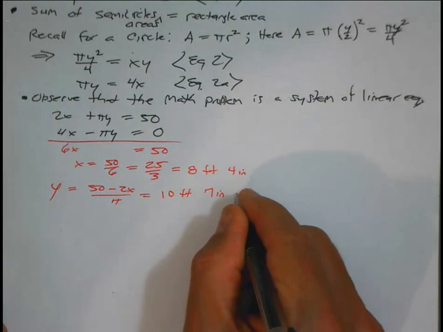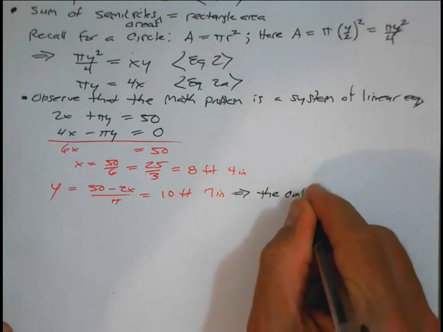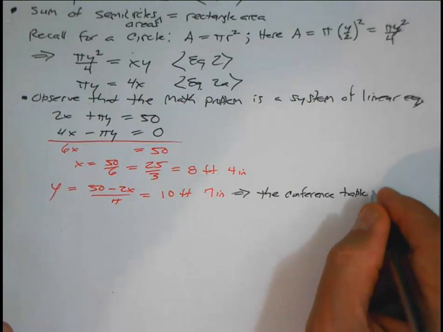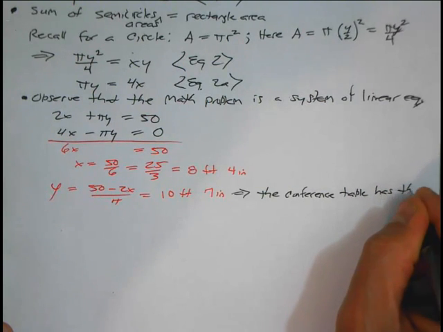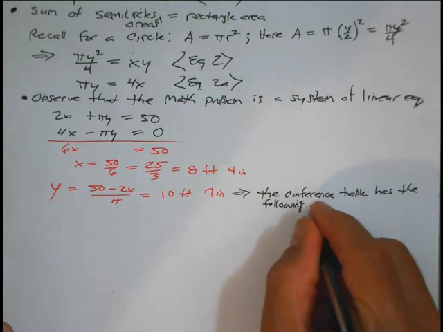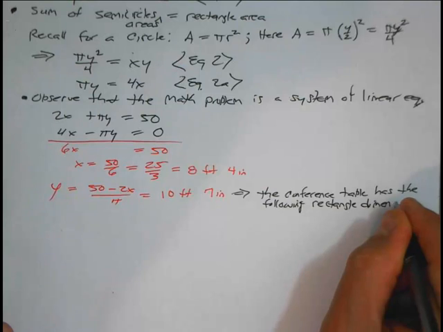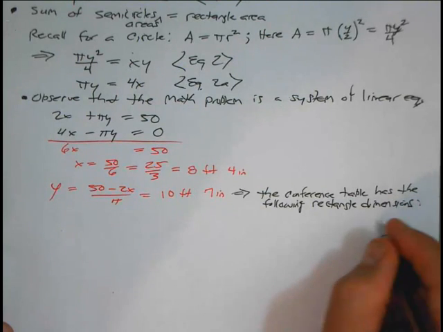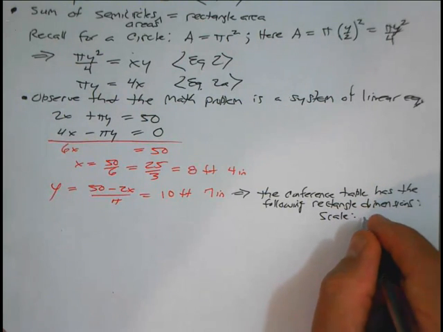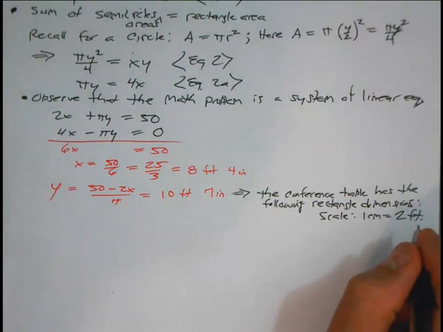Okay, so from here we can claim the conference table has the following rectangle dimensions, and our scale for this drawing could be 1 centimeter equals 2 feet. Let's try that.